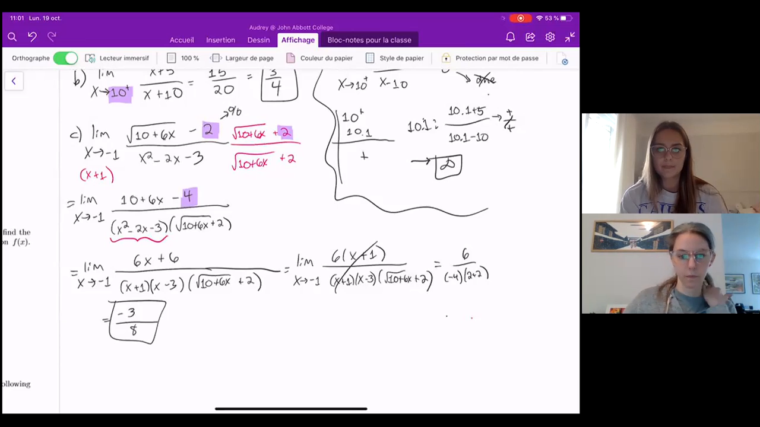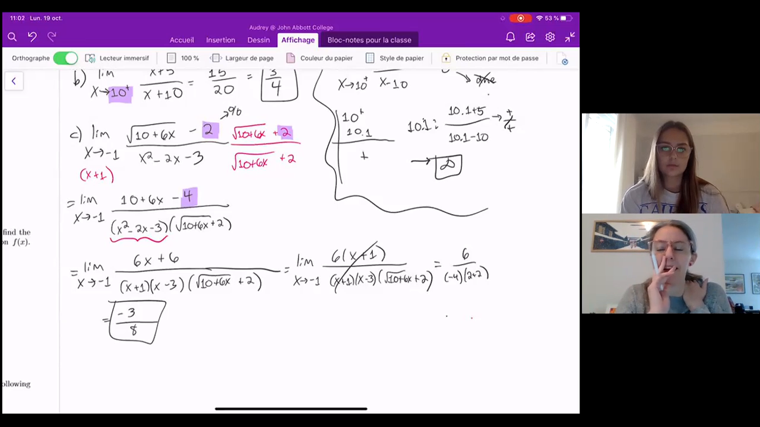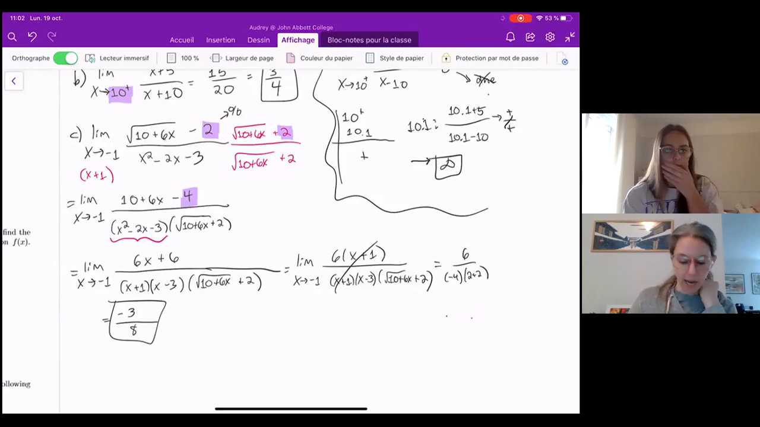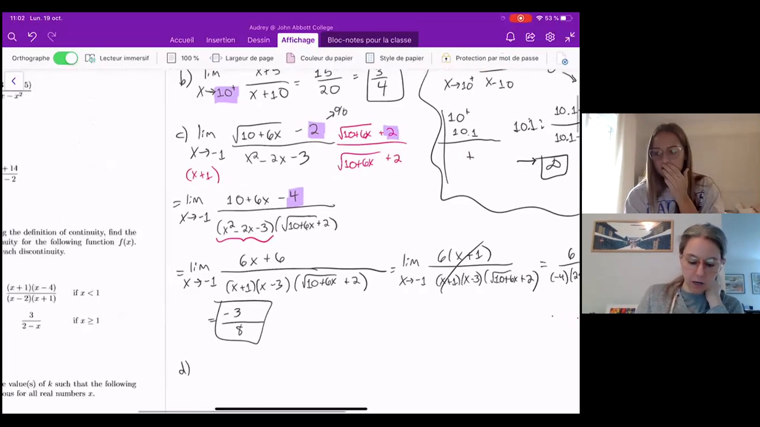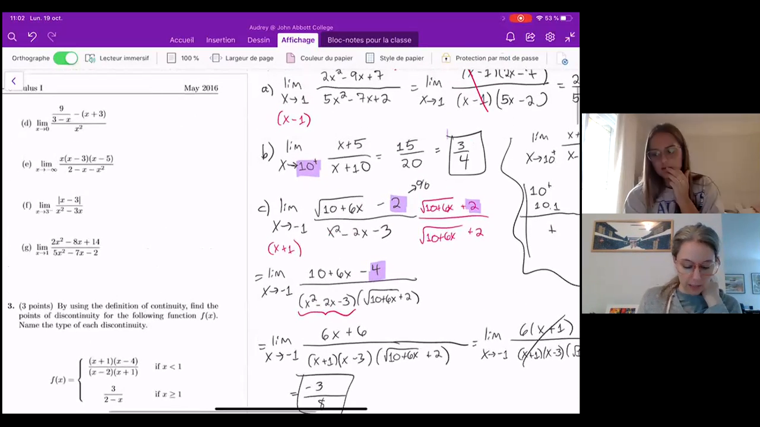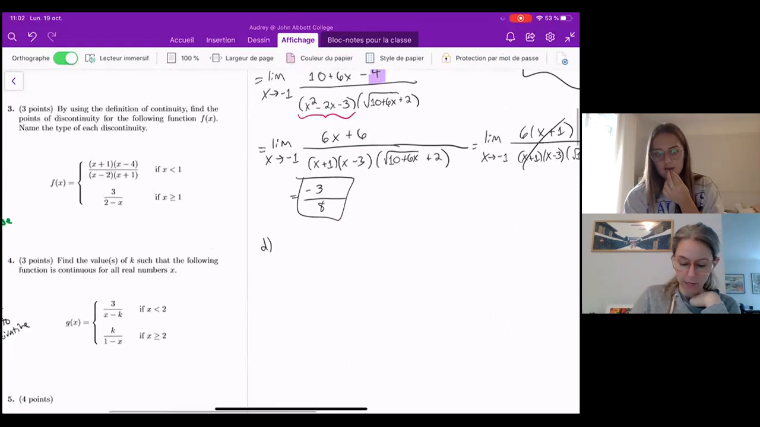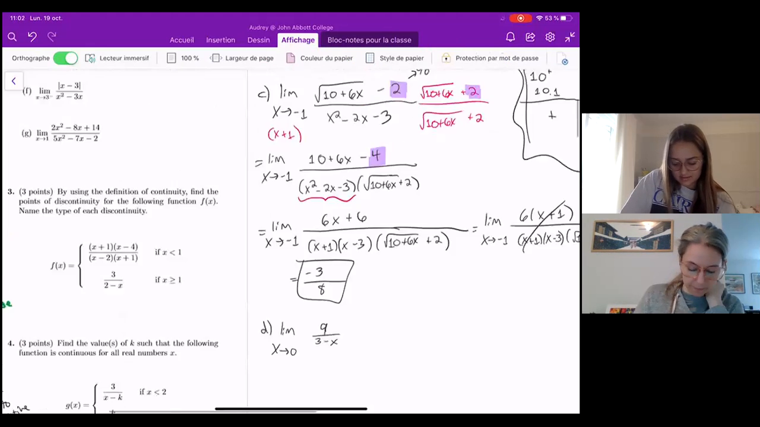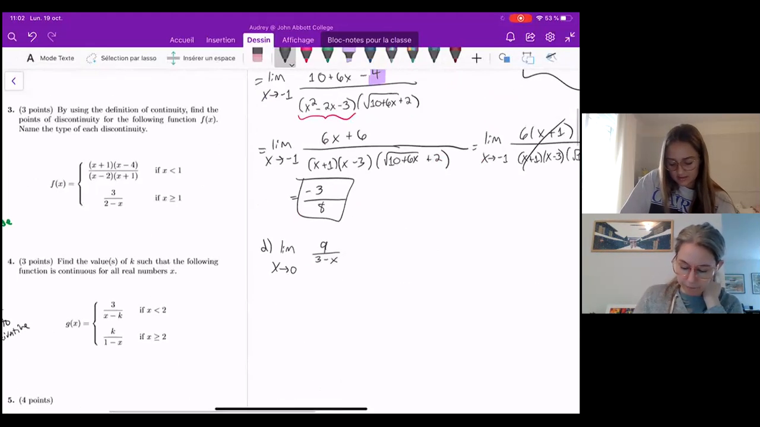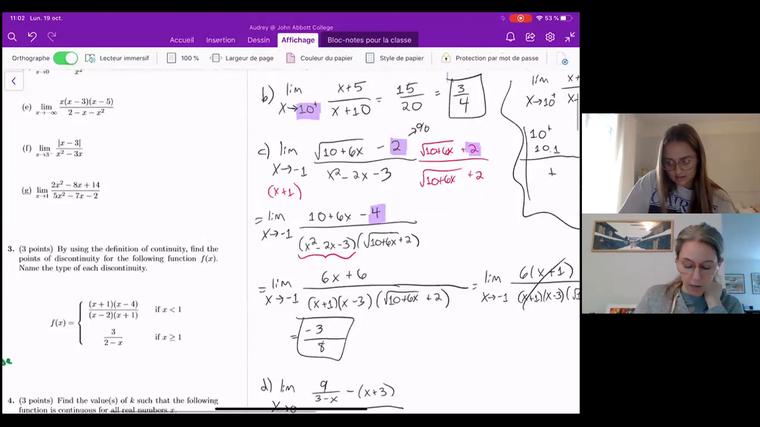Wait, I think I had a problem, but I just have to find it. Okay, in the meantime, I'm going to write down the next question and then we can go back to Ellie's question if she finds it. So the next question is our next possibility for limits. Limit as x approaches 0 of 9 over 3 minus x, minus x plus 3, all over x squared.